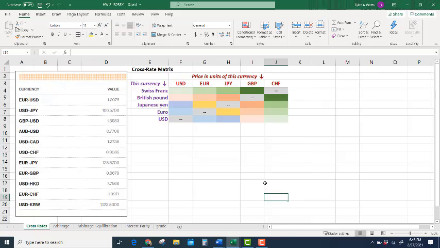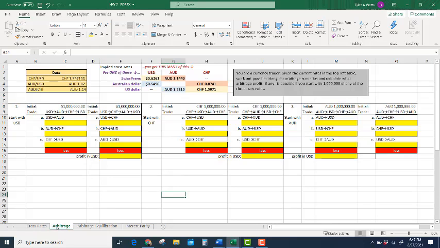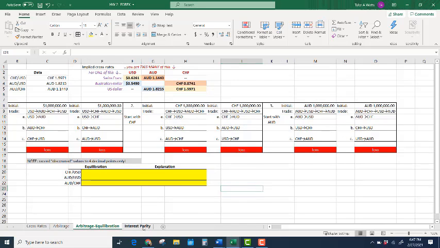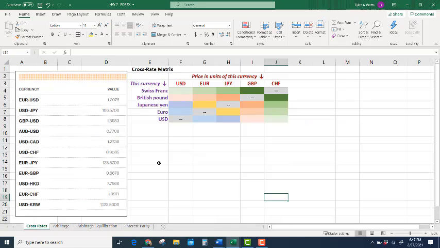So we're going to work through 4 worksheets here. We're going to deal with some foreign currency cross rates. We're going to deal with triangular arbitrage. Got a couple worksheets on that, and then we've got one on interest parity. So let's go to cross rates.